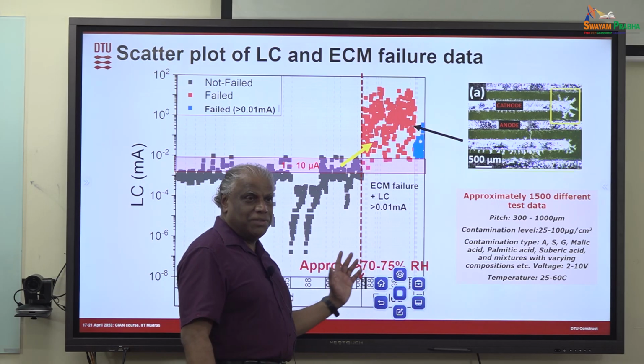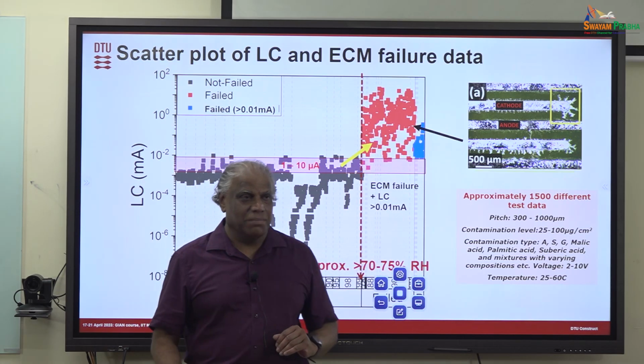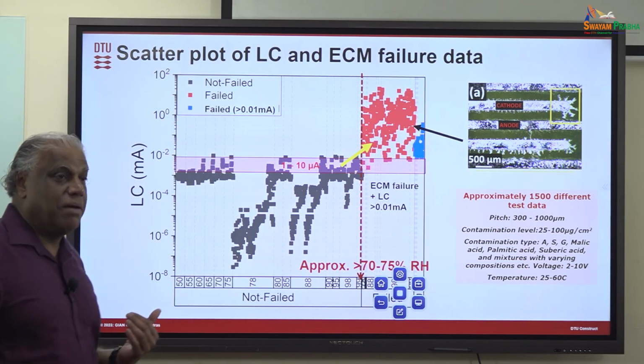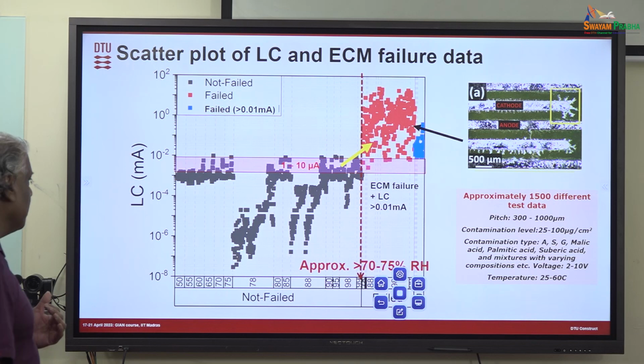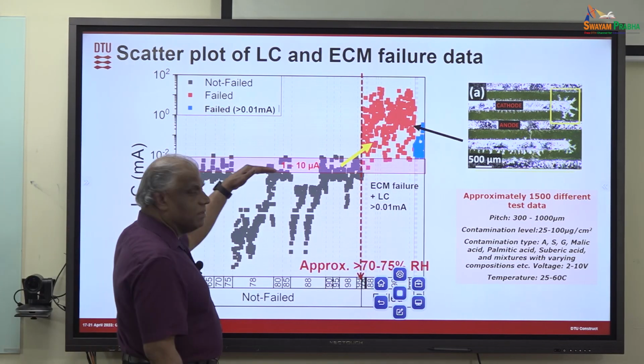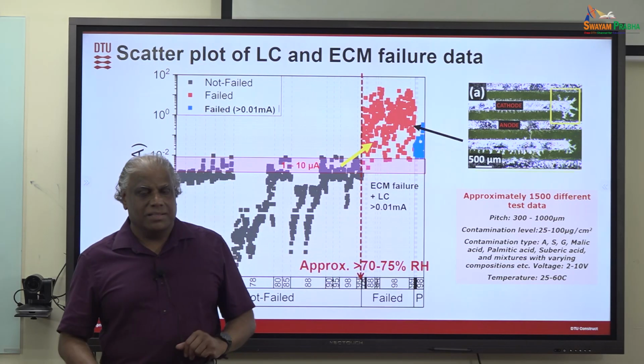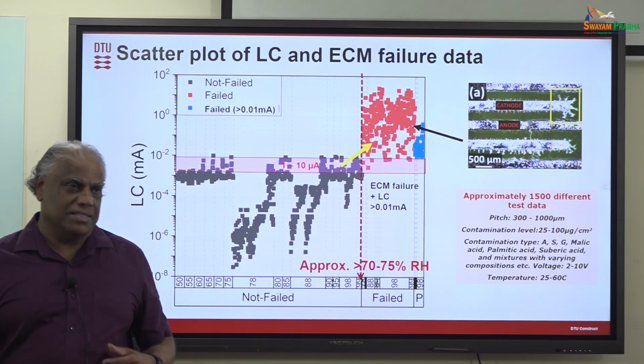So this is an average over all contamination types we are talking about. That's really very good information for companies. For example, they know the cutoff limit from the current point of view, the cutoff limit from the humidity point of view, and things like that, which also come from a lot of test data.